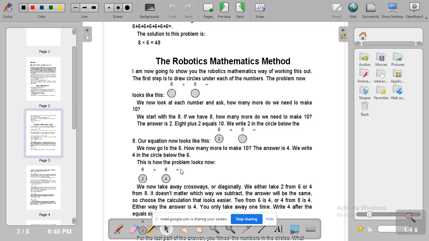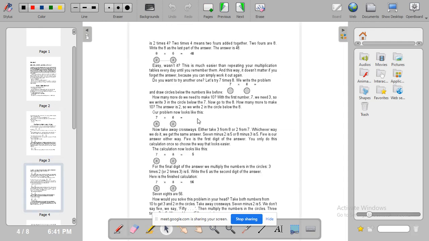Then the next step is to multiply the down. So 2 times 4 will give us 8. So the answer is 48. As you can see here, the answer is 48. So this is the way to solve a math question without knowing your multiplication timetable. It's easy, wasn't it? This is much easier than repeating your multiplication timetable every day until you remember them. And this way it doesn't matter if you forget the answer, because you can easily work it out.